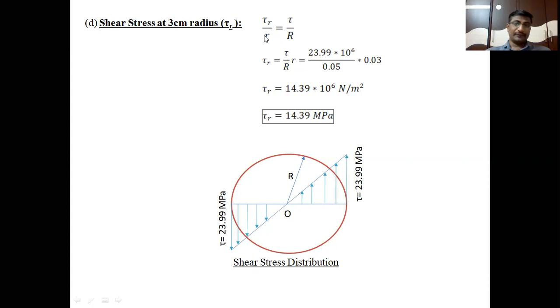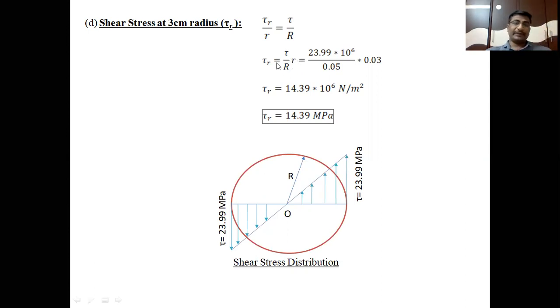As we know, shear stress is proportional to the radius of the shaft. Already we know this formula, tau R by small r is equal to tau by capital R. This is shear stress at any radius small r divided by radius small r is equal to maximum shear stress at the surface divided by the maximum radius, that is the radius of the shaft, capital R. So from this, tau R is equal to tau by R into r. So shear stress is proportional to radius. If small r is equal to 0, then shear stress is 0. If small r is equal to capital R, then tau R becomes tau. The shear stress is maximum at small r equal to capital R.